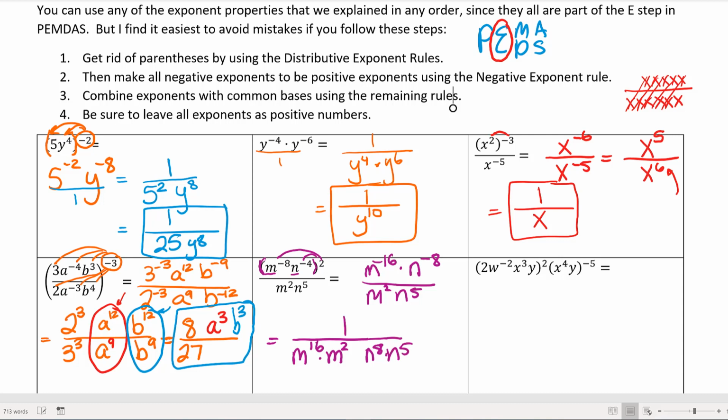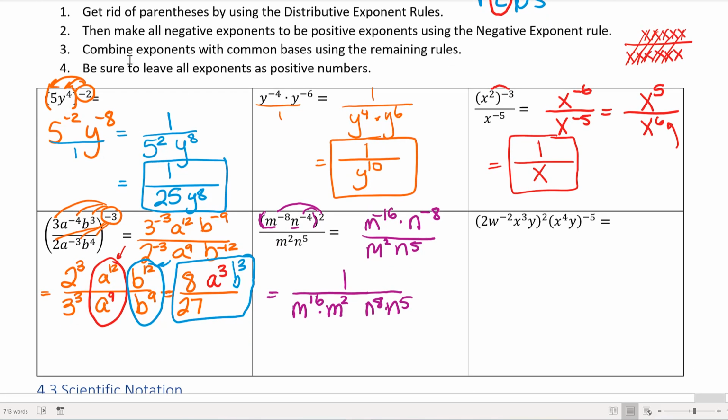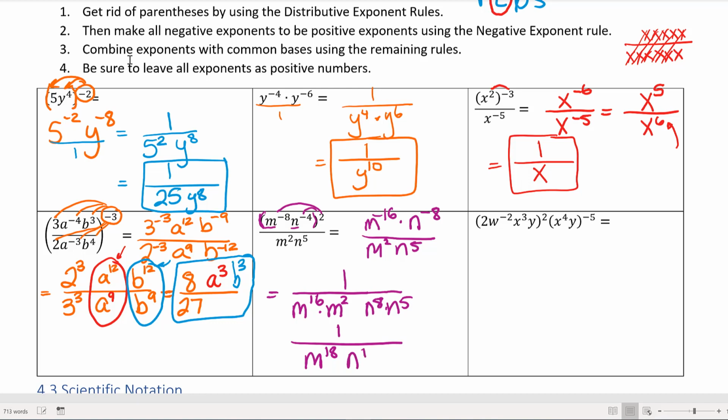So if there's nothing left in the numerator, you have to put a placeholding 1 there. So we have 1 over m to the 16 times m to the 2. Because there's 2 bases and 2 exponents, that means I add with a product rule. And then n to the 8 times n to the 5, that's going to be n to the 13, again in the bottom, because they already were in the bottom. And that's my final answer.